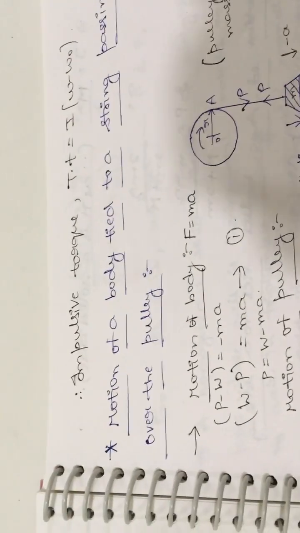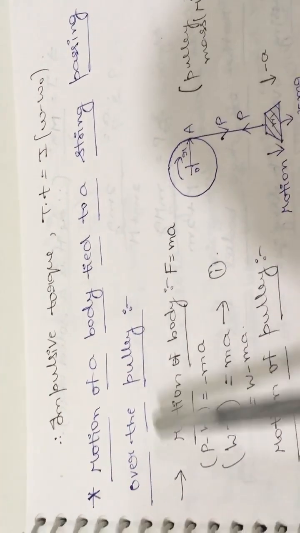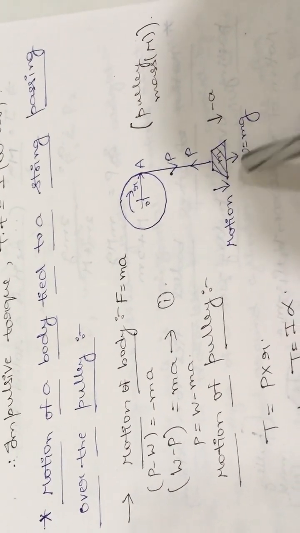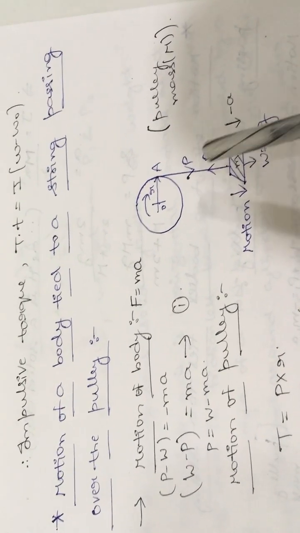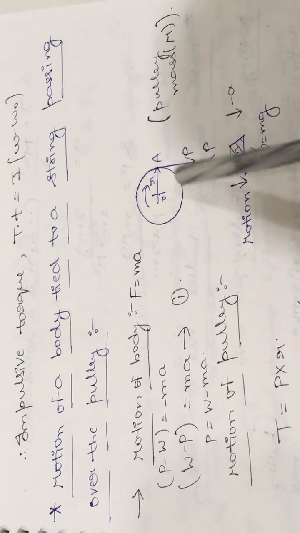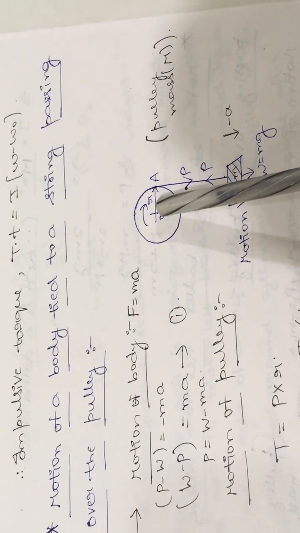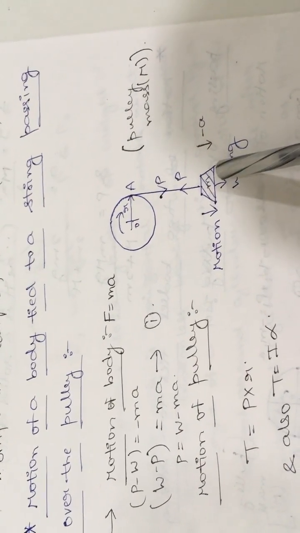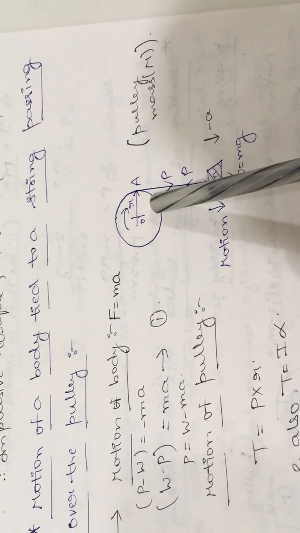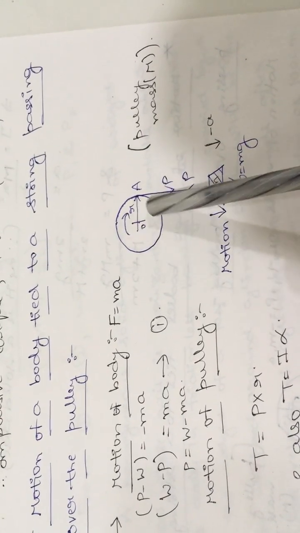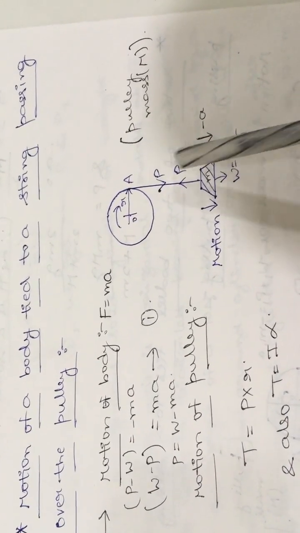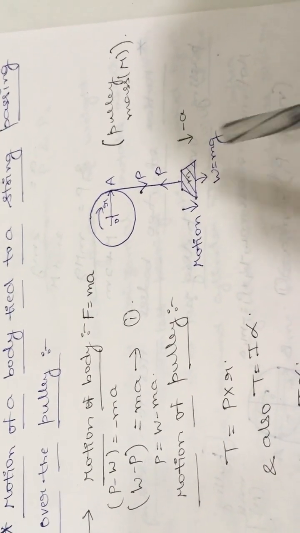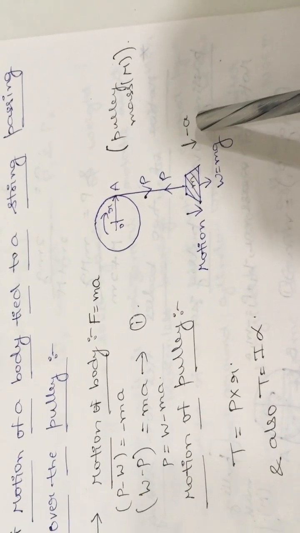Now this is the first type: motion of a body tied to a string passing over a pulley. Everyone observe this diagram. Here one pulley is there and one body is there, and this body is tied to a string which is passing over the pulley. Let us consider the mass of the pulley as capital M and the mass of the body as small m, and this pulley is rotating in the clockwise direction. As this pulley is rotating in the clockwise direction, the body will move in the downward direction. That is, the motion of the body is in the downward direction, so this body will have negative acceleration.